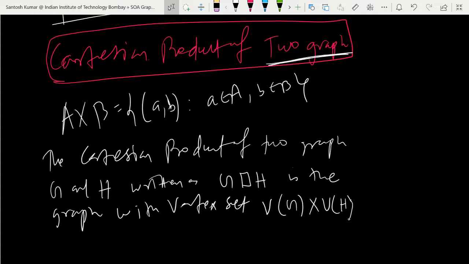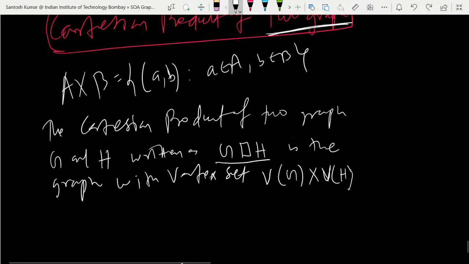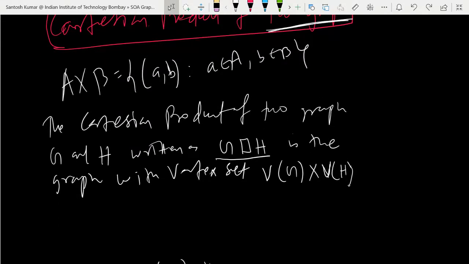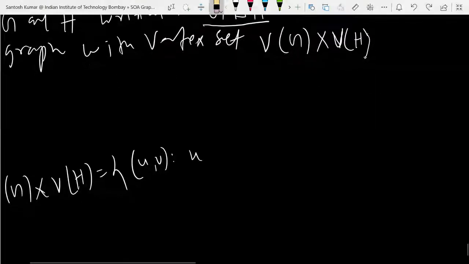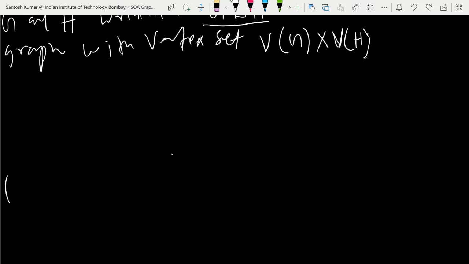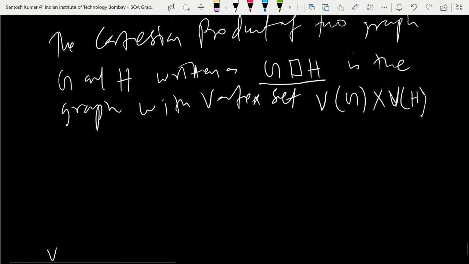So the Cartesian product of two graphs G and H is written as, so this is the notation for the Cartesian product of two graphs, and is the graph with vertex set V(G) cross V(H). So V(G) is the vertex set of G and V(H) is the vertex set of H. So the vertex set in the Cartesian product will be like this. And I will continue the definition. I was just defining this. What is the meaning of this? So let me continue the definition. Okay, I will come to this term later on. So let me remove this now. First, let me finish the definition. Then I will make you understand.